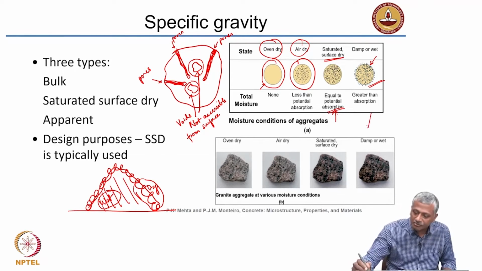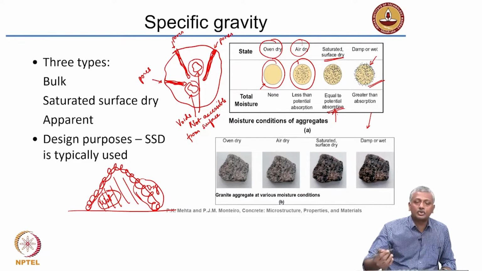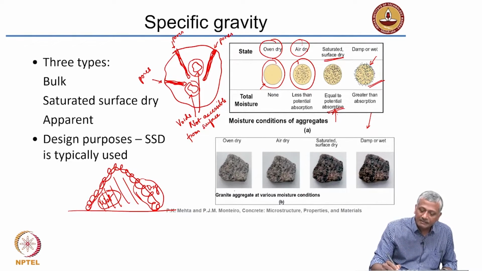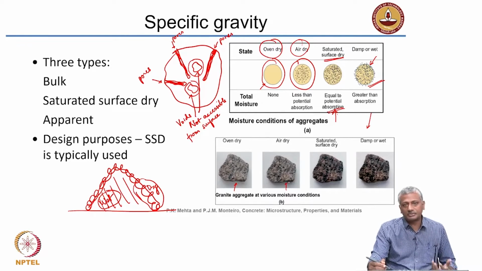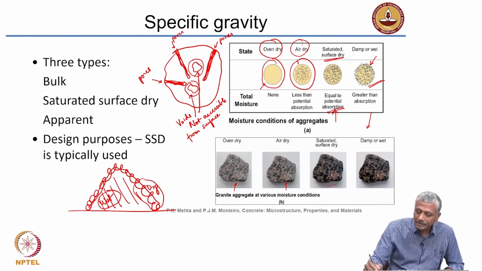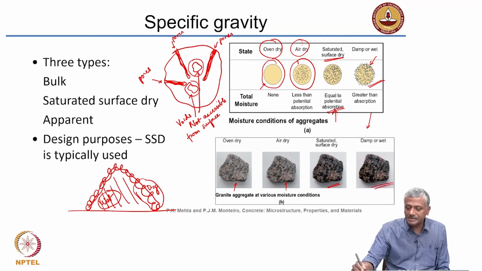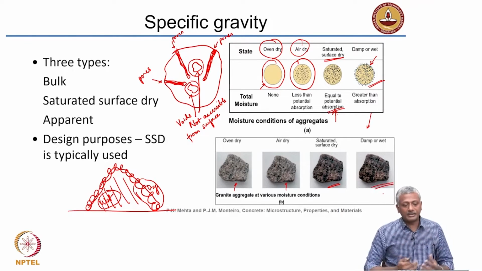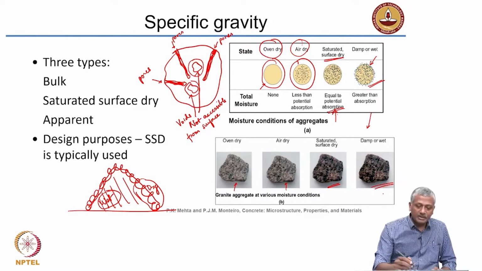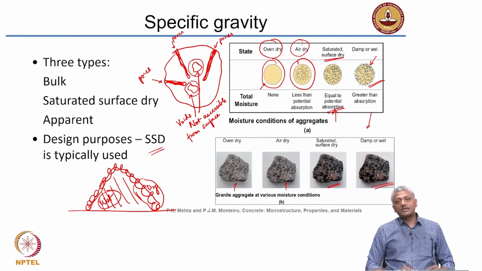So, these states of moisture are also shown in this picture. I am not sure how clearly you can see it. This is an oven dry state. This is an air dry state which has some moisture which is less than the absorption level. Here you can see it is looking darker, that means it has got more moisture in it, it is at the level of absorption, and this here is a wet aggregate, it has got a lot of wetness on top. Okay. For design purposes, typically we use the saturated surface dry weight of the material.